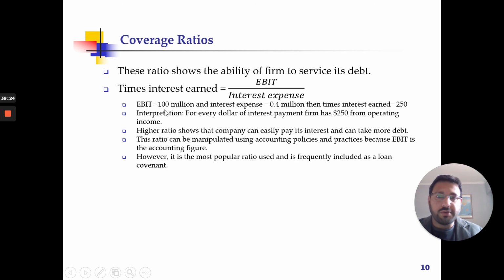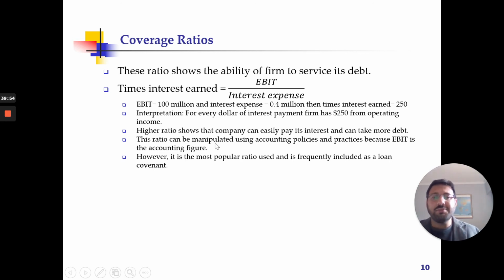So if you have 100 million in EBIT and your interest expense is 0.4 million, which is 400,000, then if you divide that, you'll get 250. So for every dollar of interest which you need to pay, you have $250 available from the operating income. Higher the better, right? In fact, this is a lot. The company seems very safe if this is the data, right?